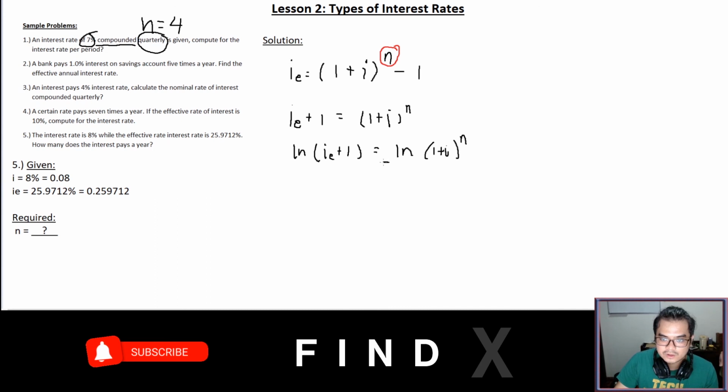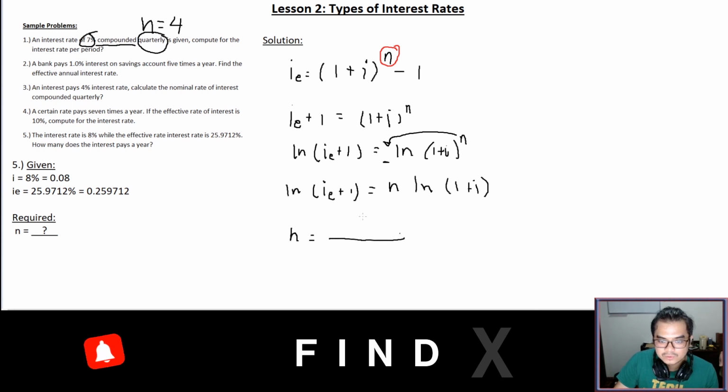Again, n can go down here. Therefore, you'll have here ln(ie + 1) equal to n ln(1 + i). So we're looking for n. All you have to do is this ln can go down here, it will be cross multiplied. So n now will be equal to ln(ie + 1) all over ln of (1 + i).